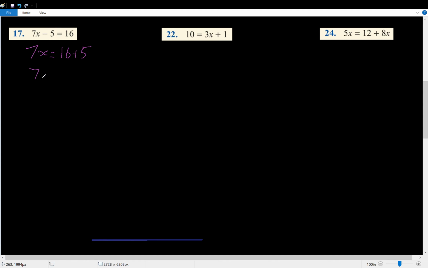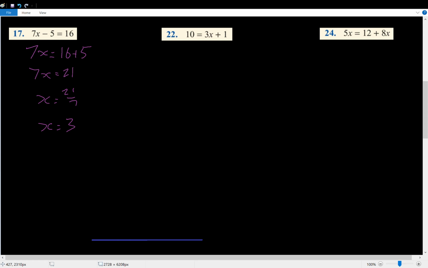Which means that 7x is equal to 21. And now we're going to follow the same process that we did for the questions above. We're going to take our 7 here, which is multiplied by 7 on the left hand side, and bring it across to the right hand side, and we get x is equal to 21 divided by 7, which means x is equal to 3, like that.